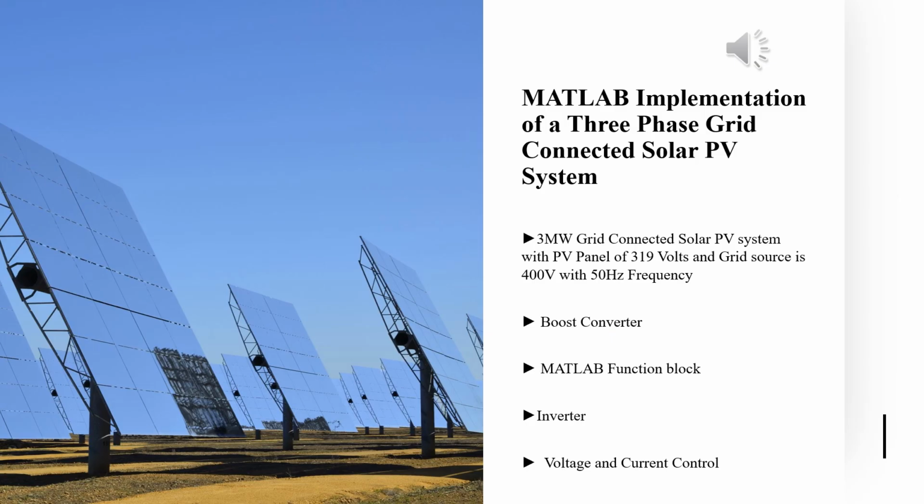After that, a MATLAB implementation of a 3-phase grid-connected solar PV system is also done. The system consists of a 3 MW grid-connected solar PV system with a PV panel of 319 volts, and the grid source is 400 volts with 550 Hz frequency. It also has a boost converter, a MATLAB function block which utilizes MPPT code, the inverter, and voltage and current control.